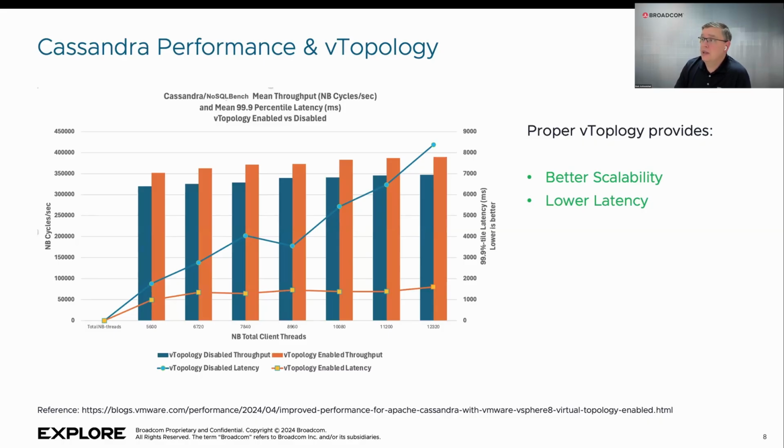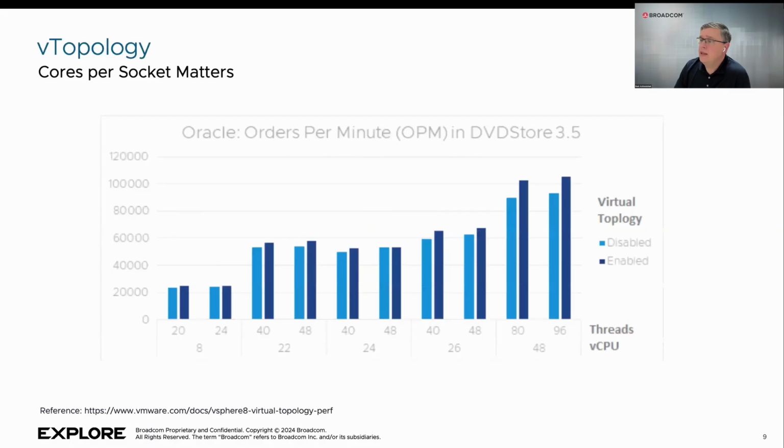This was an example with Cassandra. And then this was another example using DVD Store, again looking at topology, increasing overall throughput. Yeah, these are great examples of how you see these performance improvements pretty much across the board. Or like you said, worst case, it'll be a neutral kind of change.